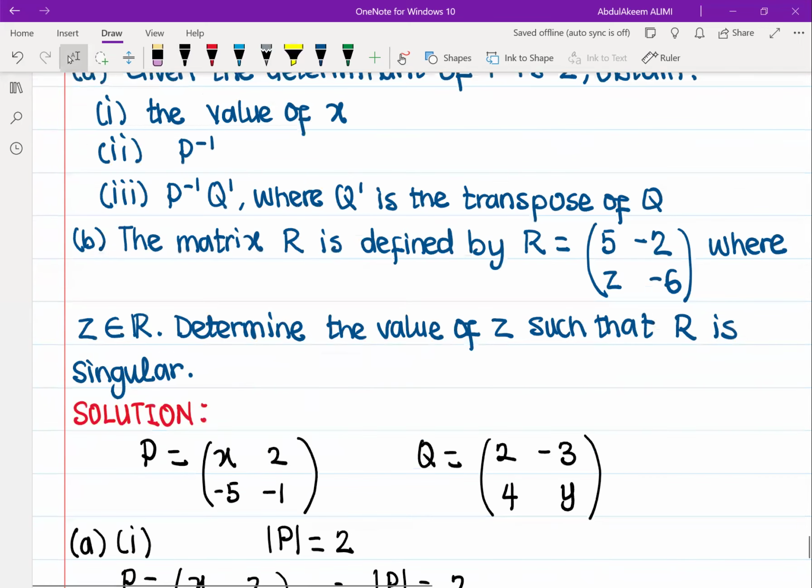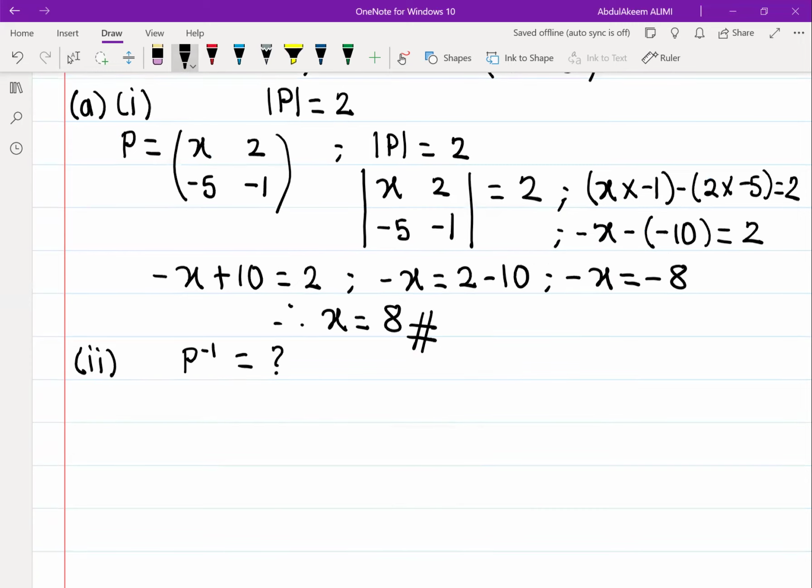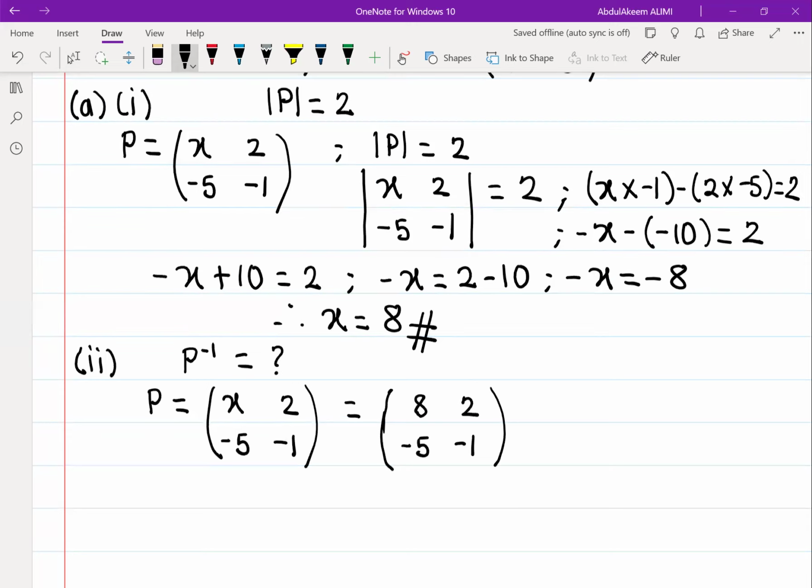Let's check the next question. What is the next question? We find P inverse. How do I get my P inverse? The first thing I'll write is my matrix P, which is x, 2, minus 5, minus 1. It's now written with x as 8: 8, 2, minus 5, minus 1. So this is my new matrix P.